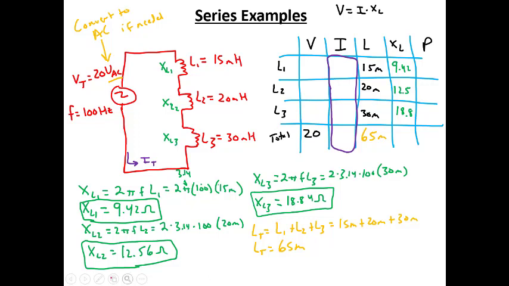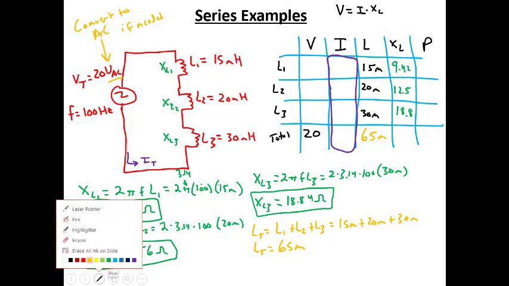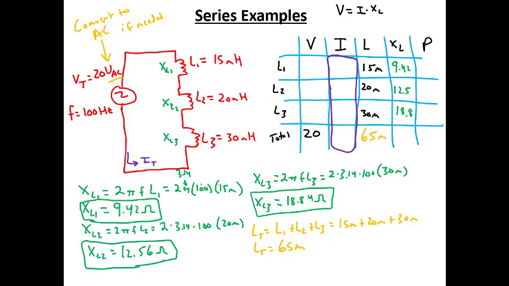All right, and then the last one I'm going to do is X sub L total. So this should be henries. So I don't have the exact same color here. And then, all right, so let's do X sub L total. XL total equals XL1 plus XL2 plus XL3. So that would be 9.42 plus 12.5 plus 18.8.